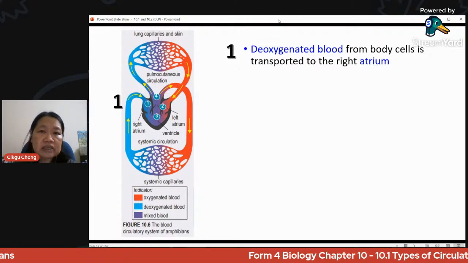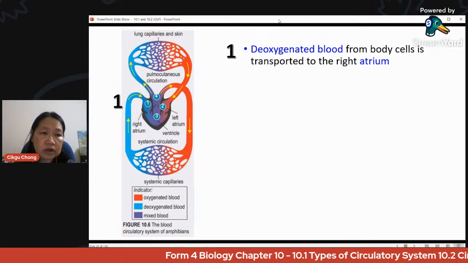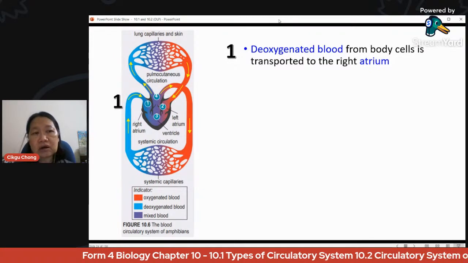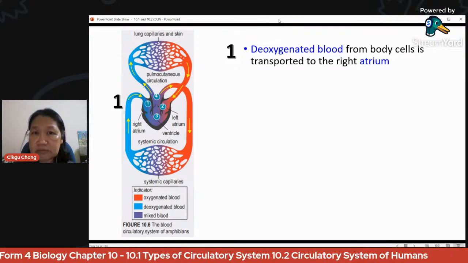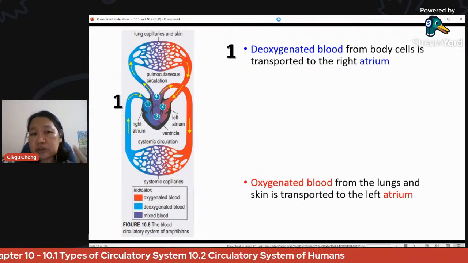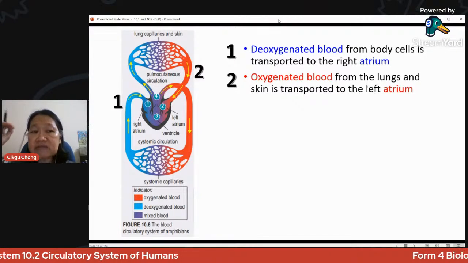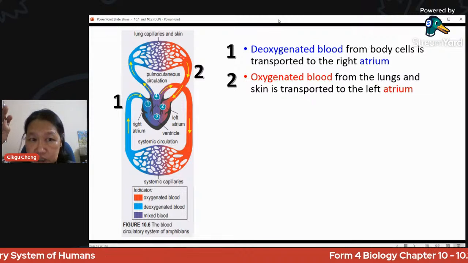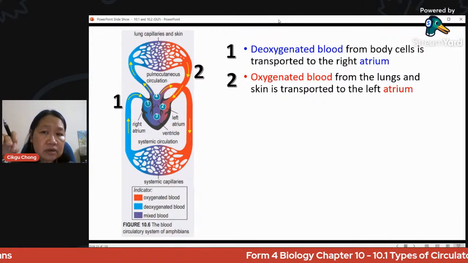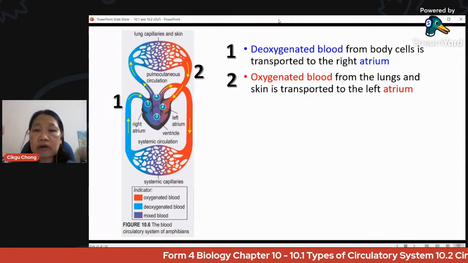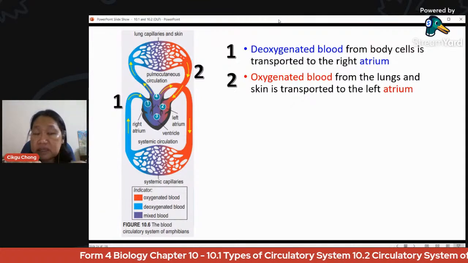The oxygenated blood from the body cells is transported to the right atrium. Okay. So it comes in. This is the blue color one. This deoxygenated blood comes in. At the same time, actually, number two also happens. On the other side, the left side of the heart, the oxygenated blood comes in from the atrium. All right, goes in to the atrium as well, same time. Both sides enter at the same time.